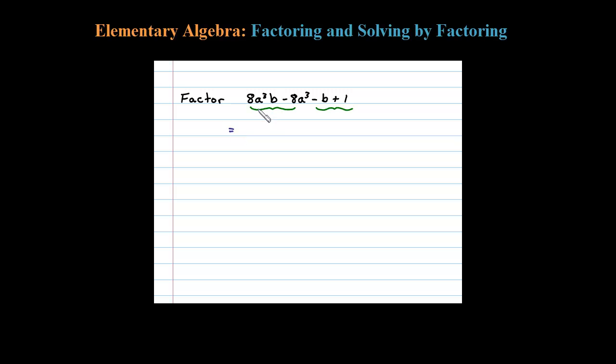Now, the GCF of the first 2 terms looks like it's going to be 8a cubed. Okay, so factoring out 8a cubed looks like it'll leave me with b minus 1.